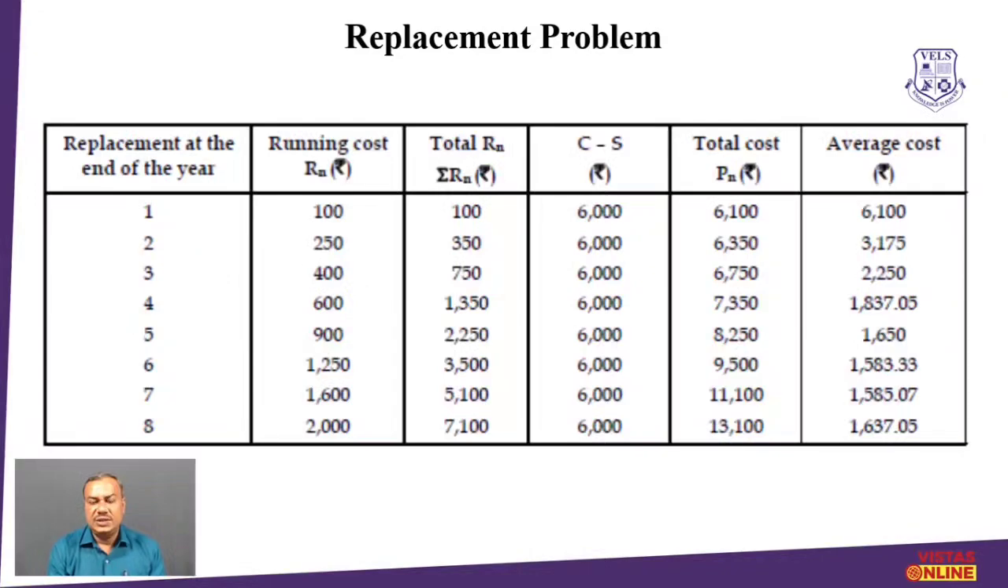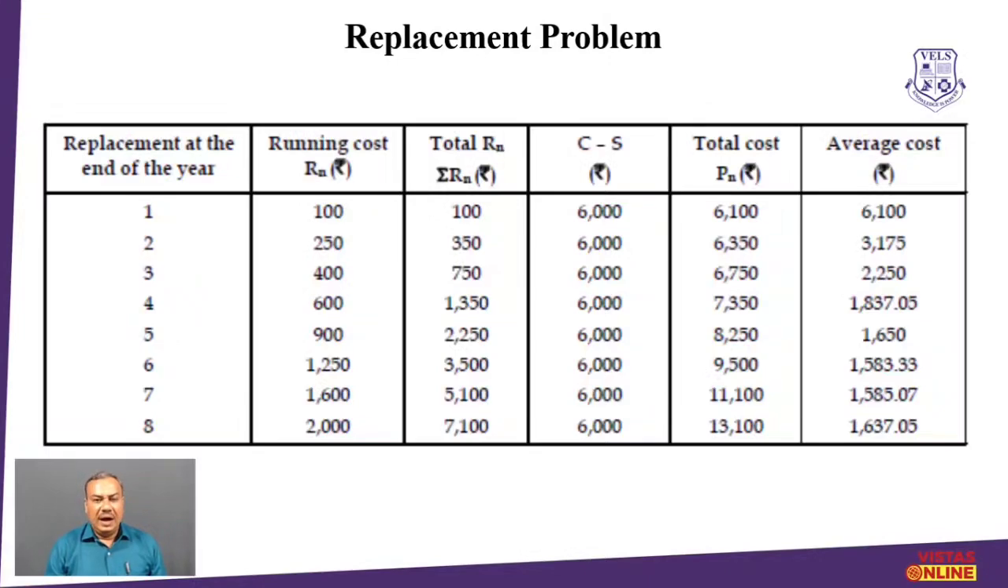After that, the average cost. How do we calculate the average cost? We divide the total cost by the respective end of the year. For example, first year 6100 divided by the respective end of year 1: 6100 divided by 1, 6100. Then 6350 divided by the respective end of year 2: 6350 divided by 2, 3175. Similarly, we can calculate the average cost for every end of the year.